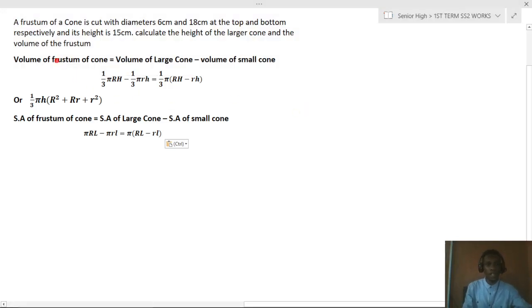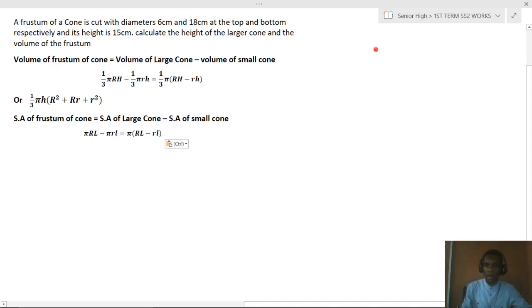Okay, so let's look at this question. I may skip some of the solving. I will just describe how to approach this question. It says a frustum of a cone is cut with diameters 6 centimeters and 18 centimeters at the top and bottom respectively, and its height is 15 centimeters.